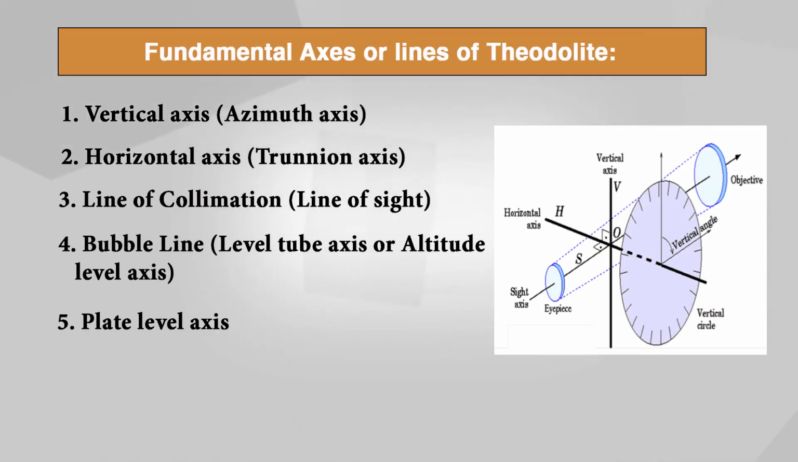A surveyor should know about the 5 fundamental lines or axes in a theodolite and their relationship with each other. If you are familiar with the components of theodolite, you can very well understand the relationship between fundamental lines and axes, namely the vertical axis, the horizontal axis, the line of sight which is parallel to horizontal axis and perpendicular to vertical axis, and the bubble axis or the altitude level axis or the plate level axis.